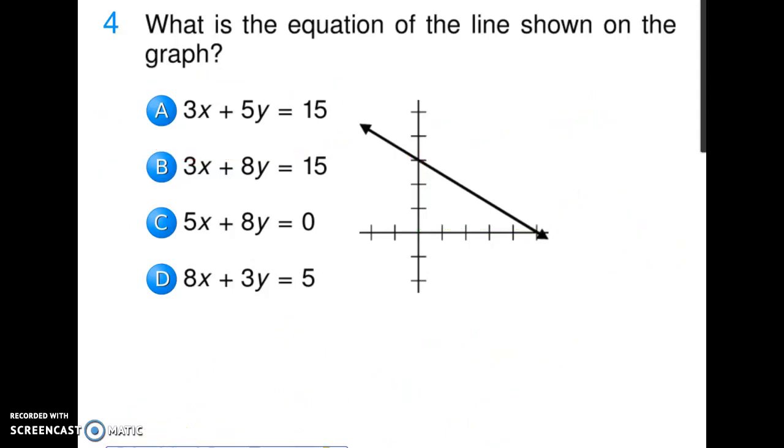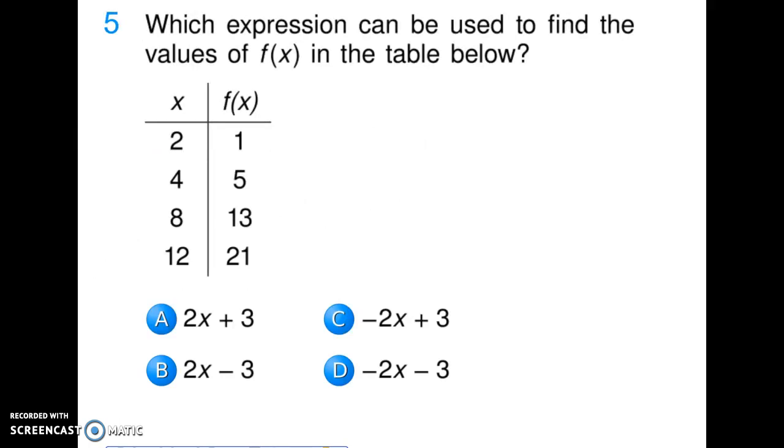Okay, let's move to the question that you were assigned to do on Friday. Which expression can be used to find the values of f(x) in the table below? Anytime I have a table, the first thing I do is look to see what my rate of change is. Well, it looks like x increased by 2, and f(x) increased by 4.